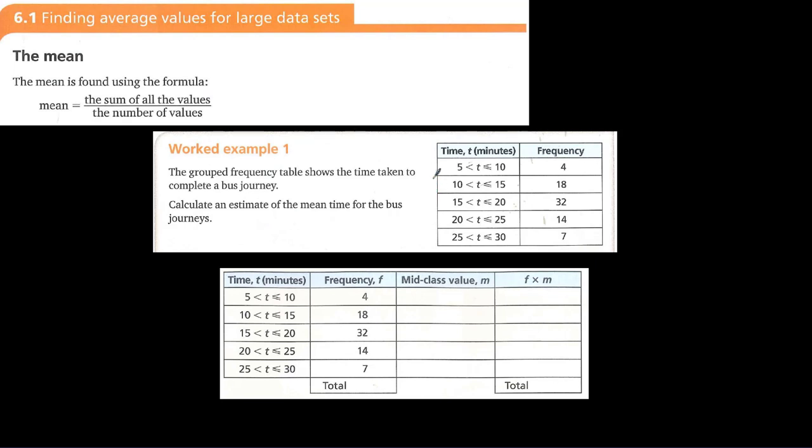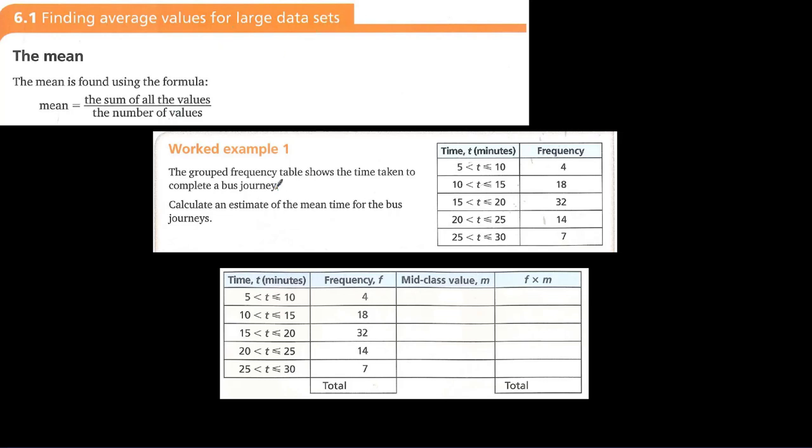Hi dear students, in this video we are going to study finding average values for large data sets. So average values, you remember, mean, median and mode. For the mean, if you remember, it is the sum of all values divided by the number of values, and we are going to do all these operations in large data sets.